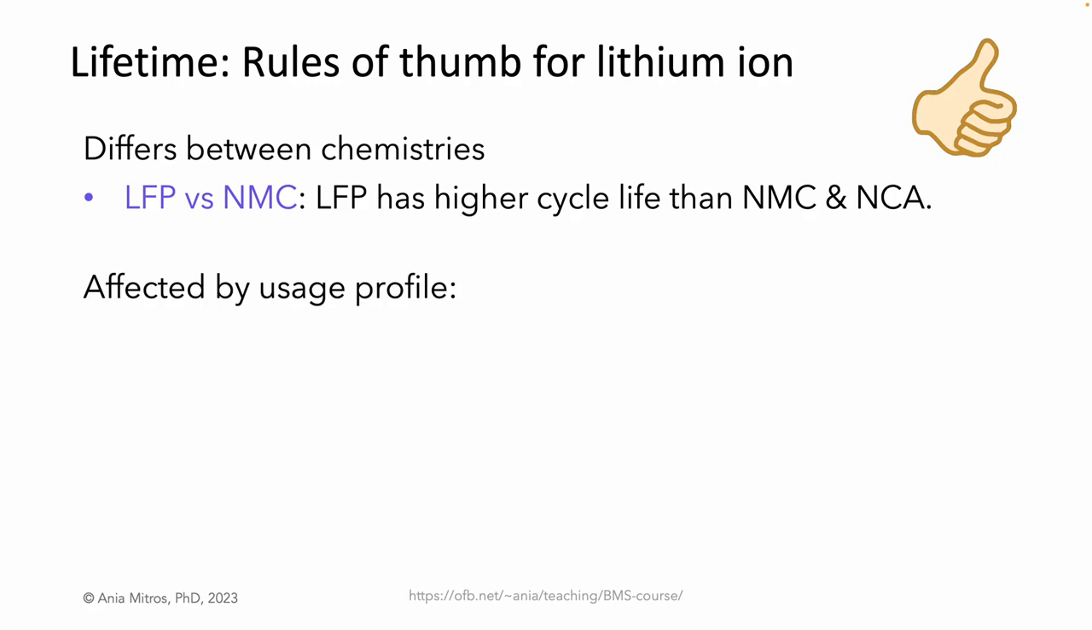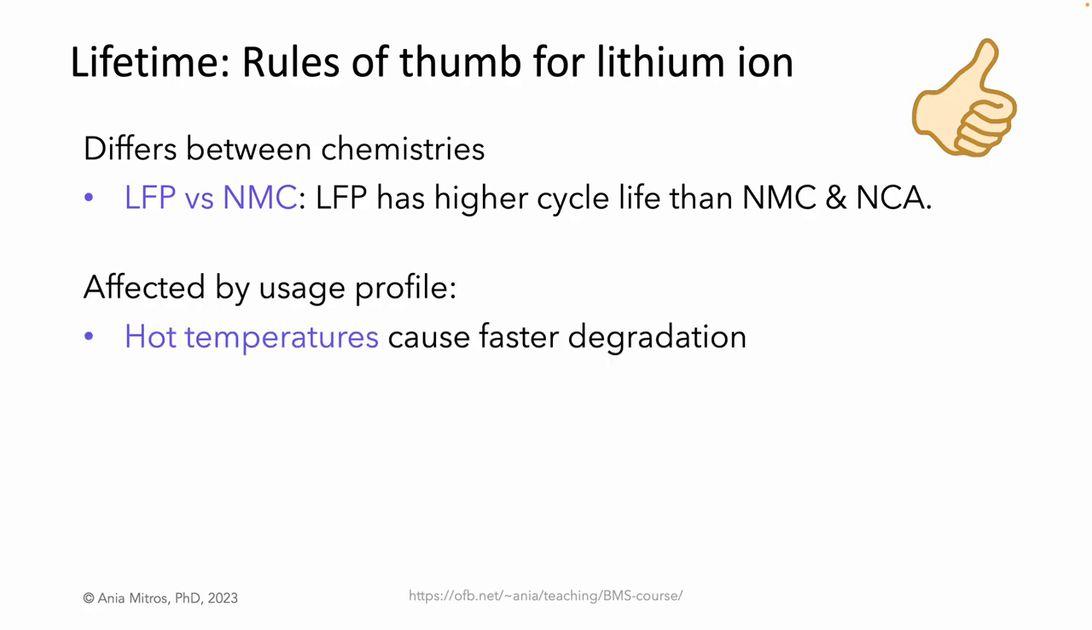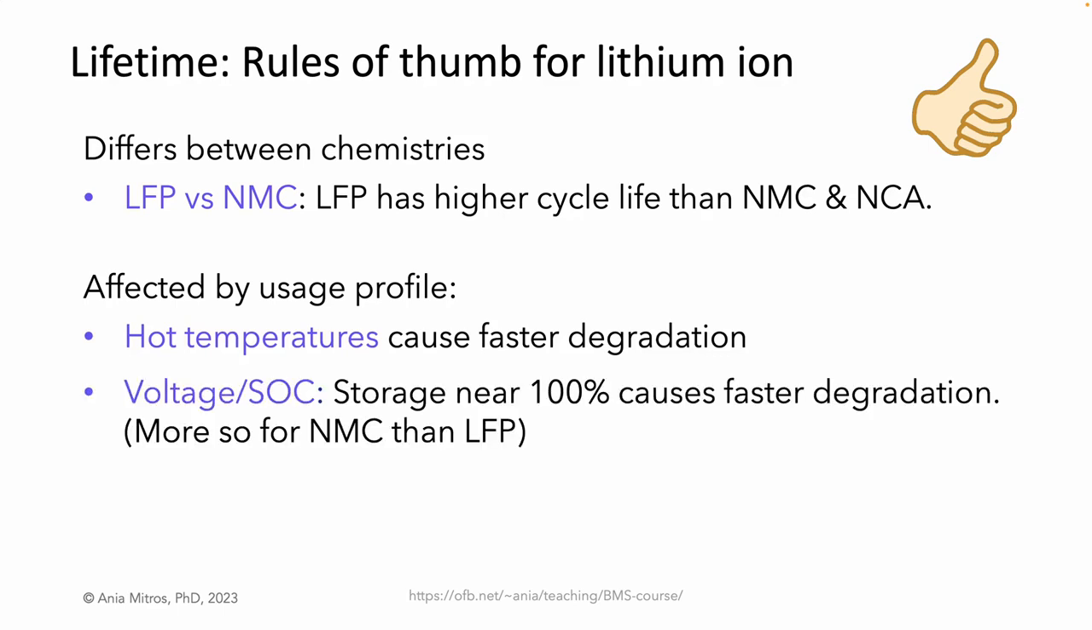How the cells are used also affects their lifetime. Hot temperatures increase degradation. A cooling system or operation in moderate climates extends lifetime. Storage at high voltage or high state of charge decreases lifetime. Avoiding charging to full extends lifetime. We have an engineering trade-off between capacity and lifetime. If you charge to 90%, you get only 90% of the available capacity, but you get more cycles. High currents also reduce lifetime.